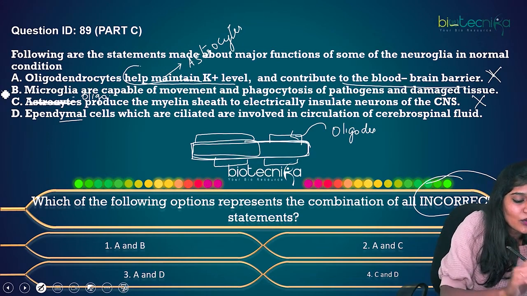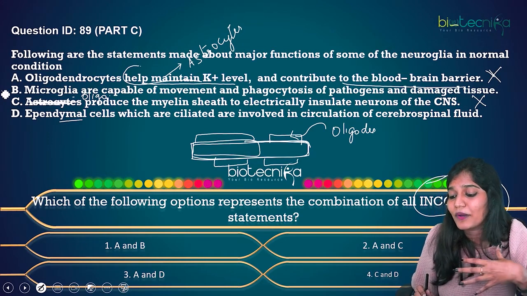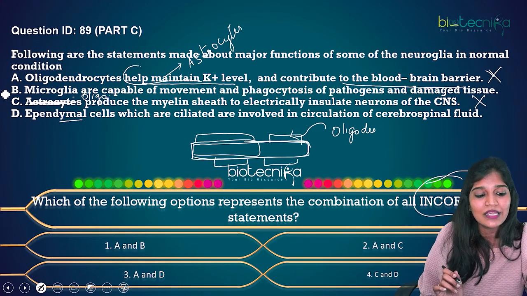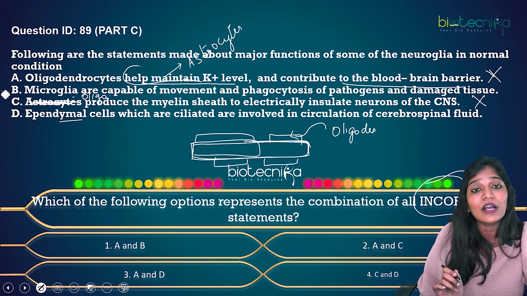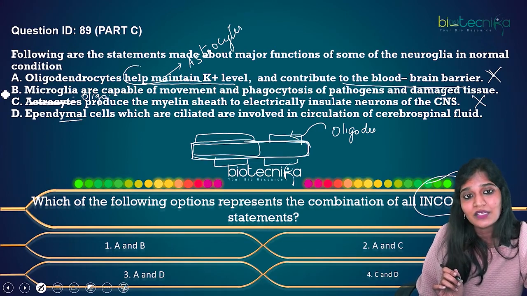What about this second option? Microglia are capable of movement and phagocytosis of pathogens and damaged tissue. In our neurons, we have a resident immune cell. That immune cell is going to be microglia. So microglia will perform phagocytosis, engulf and remove all the damaged tissue. So that is a correct statement.